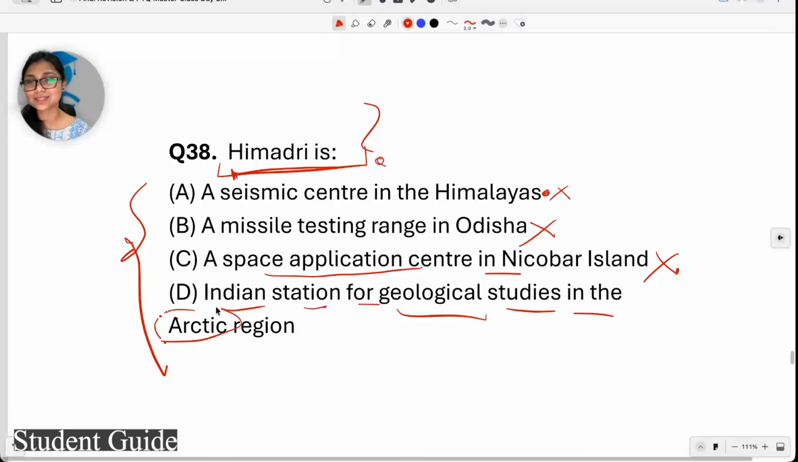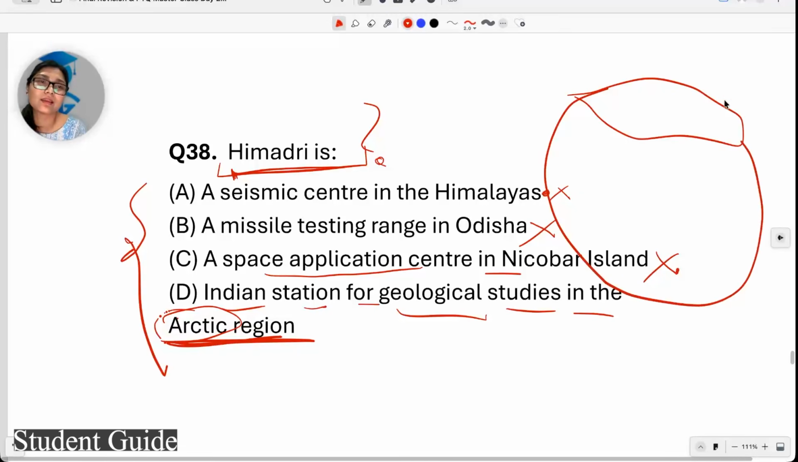Yes, this is the correct answer. In the Arctic region, we have studied in our environmental science part that there are different study centers settled by different countries. So the research center, the geological research center, is basically placed in the Arctic region.